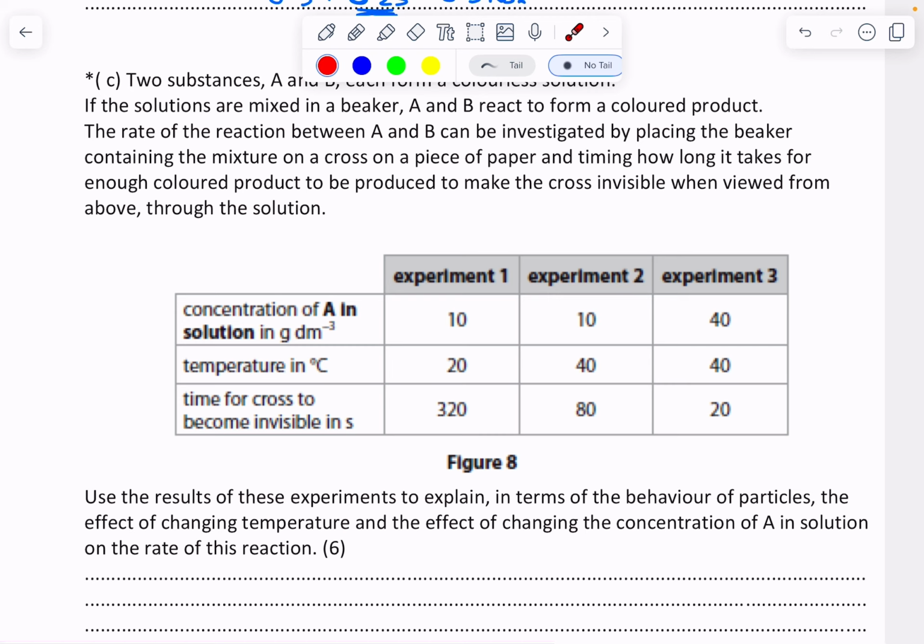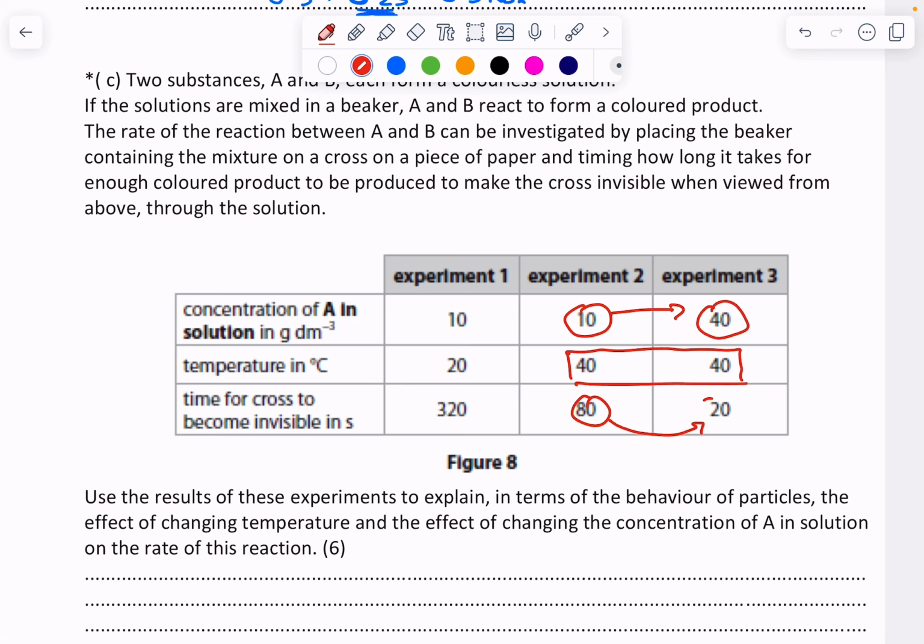Use results of experiments to explain, in terms of behavior of particles, the effect of changing temperature and the effect of changing concentration of A in the solution on the rate of reaction. Okay, so let's have a quick look at this. If I'm going to look at changing concentration, then I need the temperature to stay the same. So you can see here, the temperature stays the same, and my concentration has gone from 10 to 40, so we've increased it, and we can see the rate of reaction has also been changed, it's increased as well.